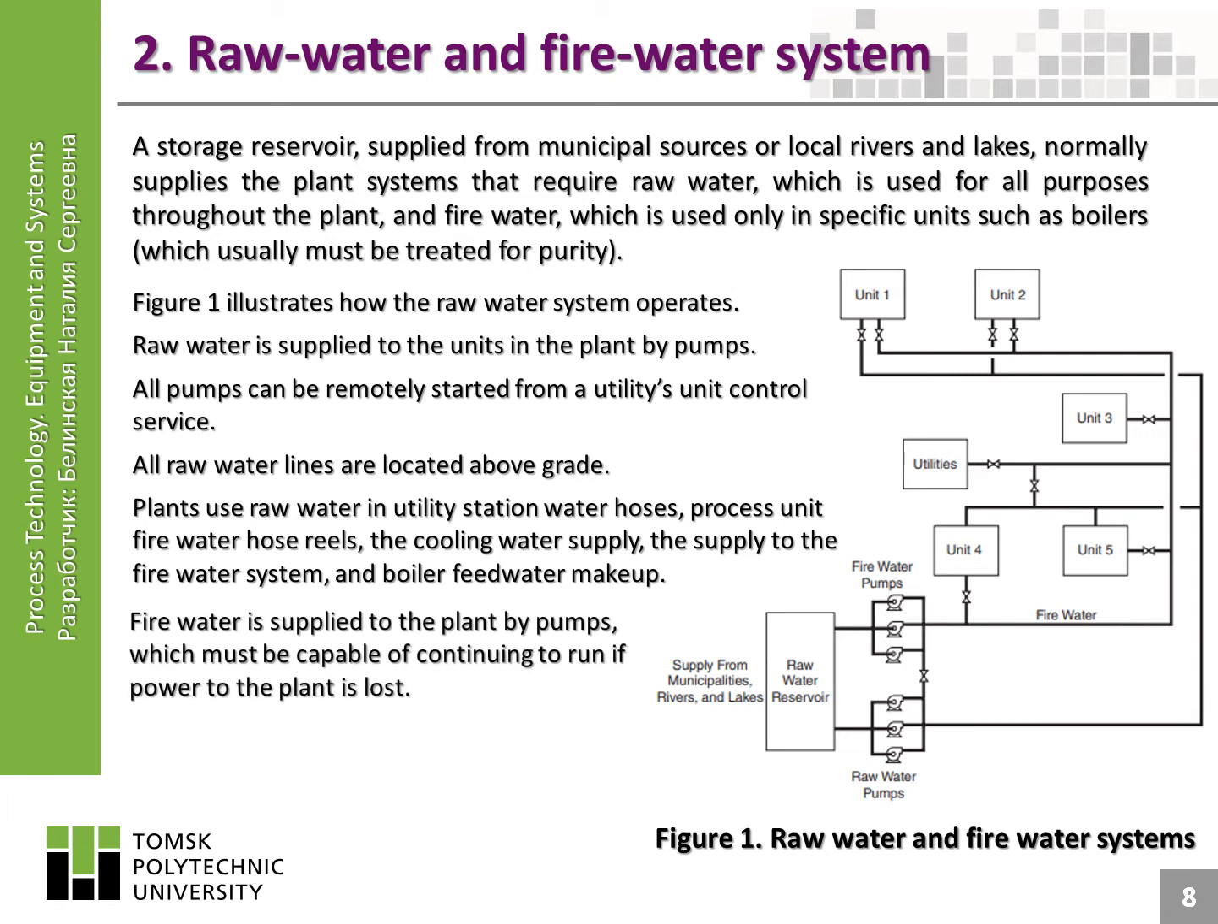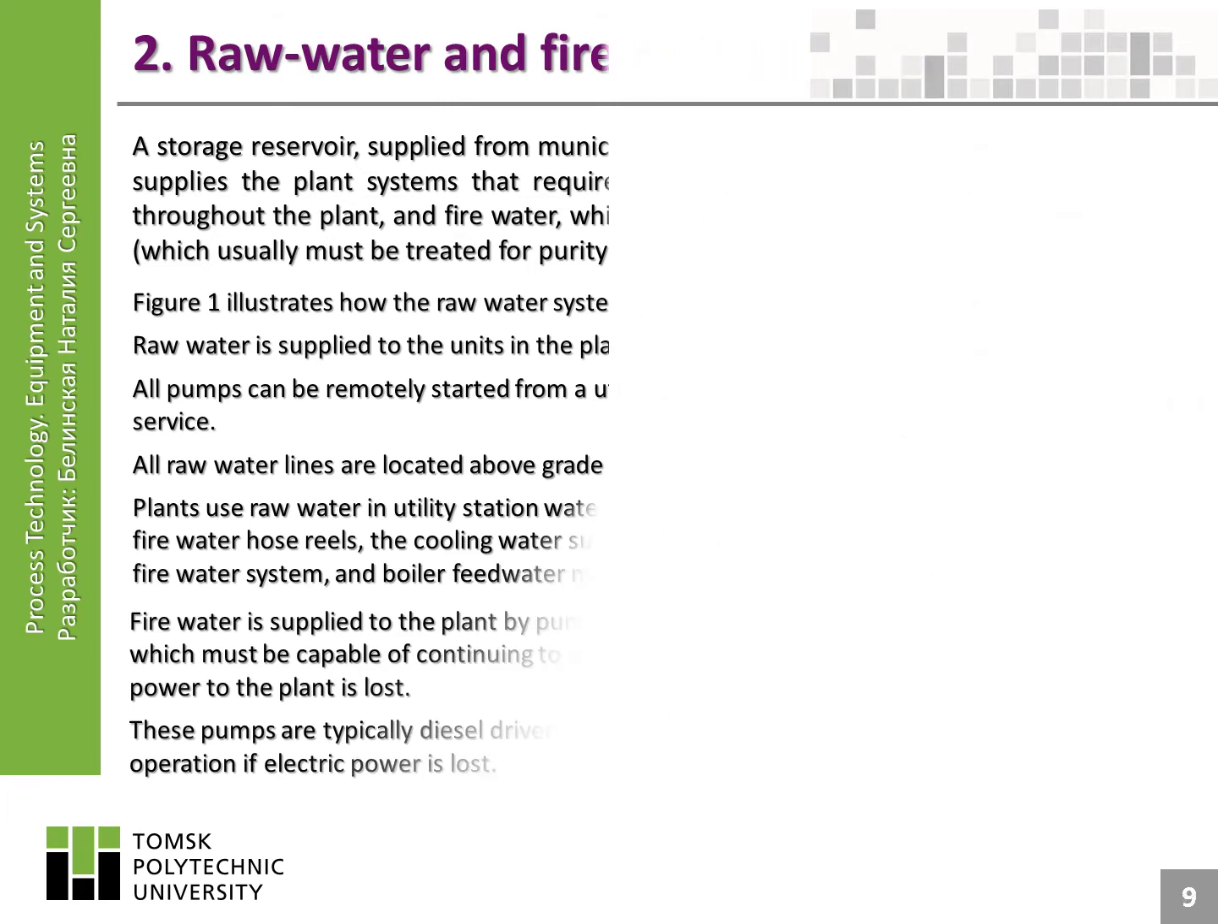Fire water is supplied to the plant by pumps, which must be capable of continuing to run if power to the plant is lost. These pumps are typically diesel-driven to ensure operation if electric power is lost.